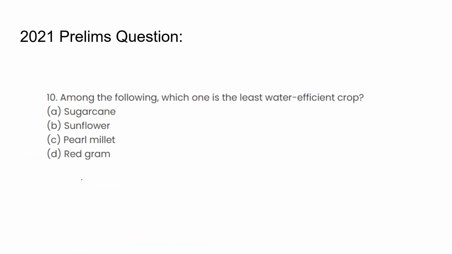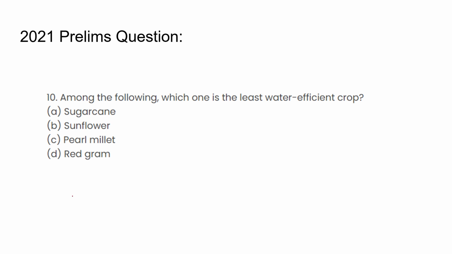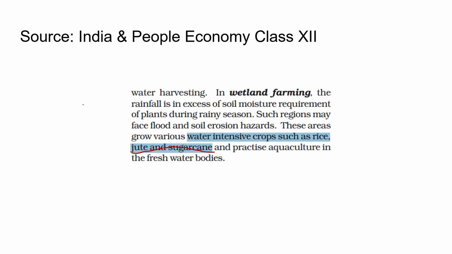Coming to the next question of 2021 prelims. Among the following, which one is the least water efficient crop? A. Sugarcane, sunflower, pearl millet, red gram. If we see again India People and Economy of class 12th NCERT, here it is mentioned water intensive crops such as rice, jute and sugarcane. Rice and jute are not there in the options. Least water efficient is sugarcane because it requires much water.